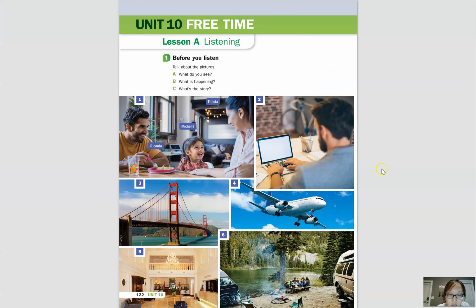Alright, so as we always do, let's take a look at the pictures and make some sentences about them. So let's describe what is happening in each of these pictures, or you can make a story after you look at all of the pictures. So go ahead and pause the video and continue when you're finished.